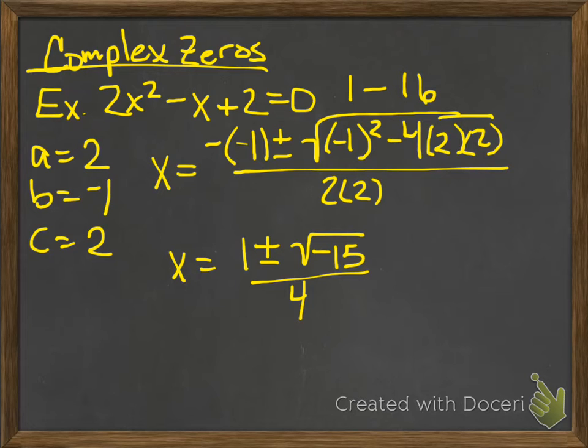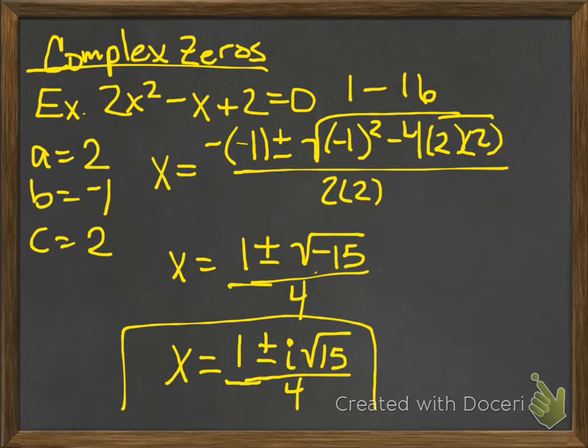At this point, this is where you would try to simplify. Can you simplify 15? It's just 5 and 3. So are there any pairs? No, there's no pairs. But the negative: every time I see a negative in the square root, based on Friday or the last section, put an i. So you should have 1 plus and minus i square root of 15. That i represents the negative, and that's it. You're done. You don't need the negative inside, you just put the i outside.